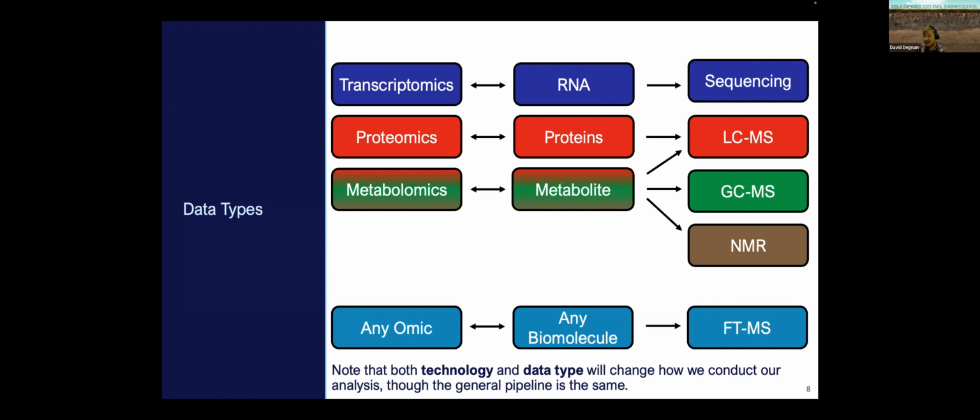Both the technology and the data type really changes how we conduct this differential abundance and this differential expression pipeline, because as I was mentioning, each of the data types is a little bit different. Each of the technologies we use is a little bit different, even though we end up with similar looking objects every time, some sort of expression matrix. The actual statistics we do varies depending on the technology and the data type. And so that was the point there.